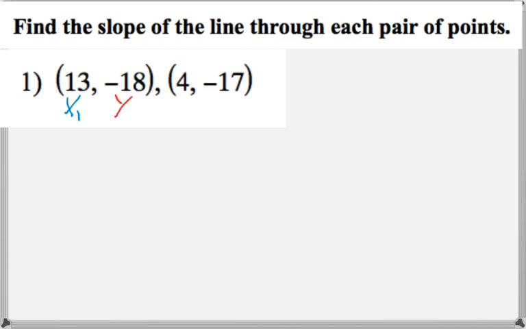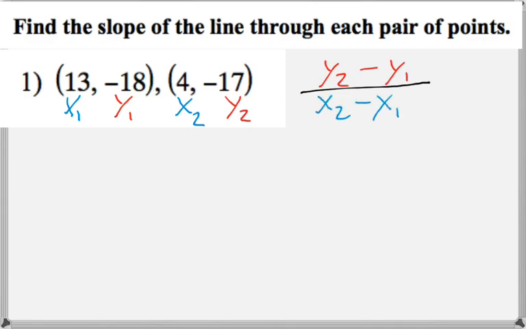And this one would be my y1. The second point, the 4, negative 17, would be my x2 and my y2. So in our formula, we know that the slope is y2 minus y1 over our x2 minus x1. So now that we've labeled which points are what, which one's our first one and which one's our second one, we can simply plug into the formula and do the calculations.